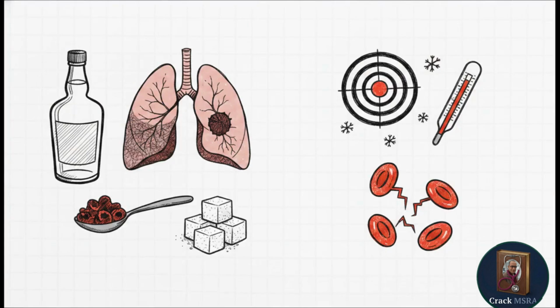Let's wire these clues right into your memory for instant recall. For Klebsiella, just remember KLEBS. K is for Klebsiella. L is for lobes, specifically the upper lobes. E is for ETOH, meaning alcoholics.